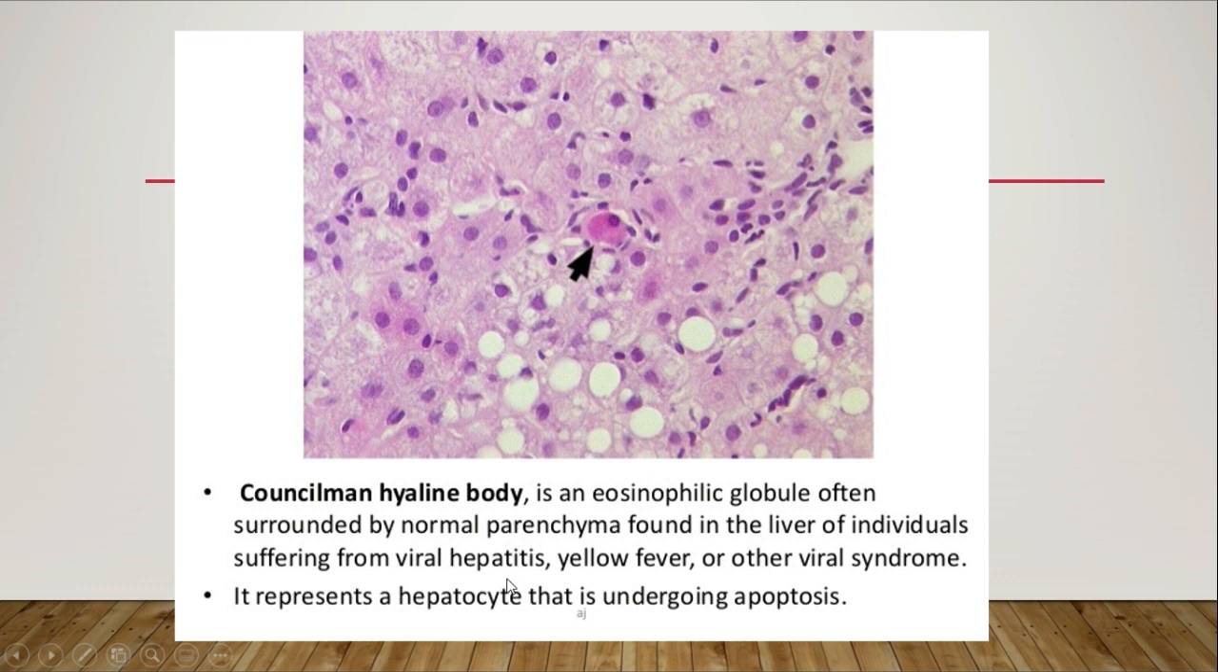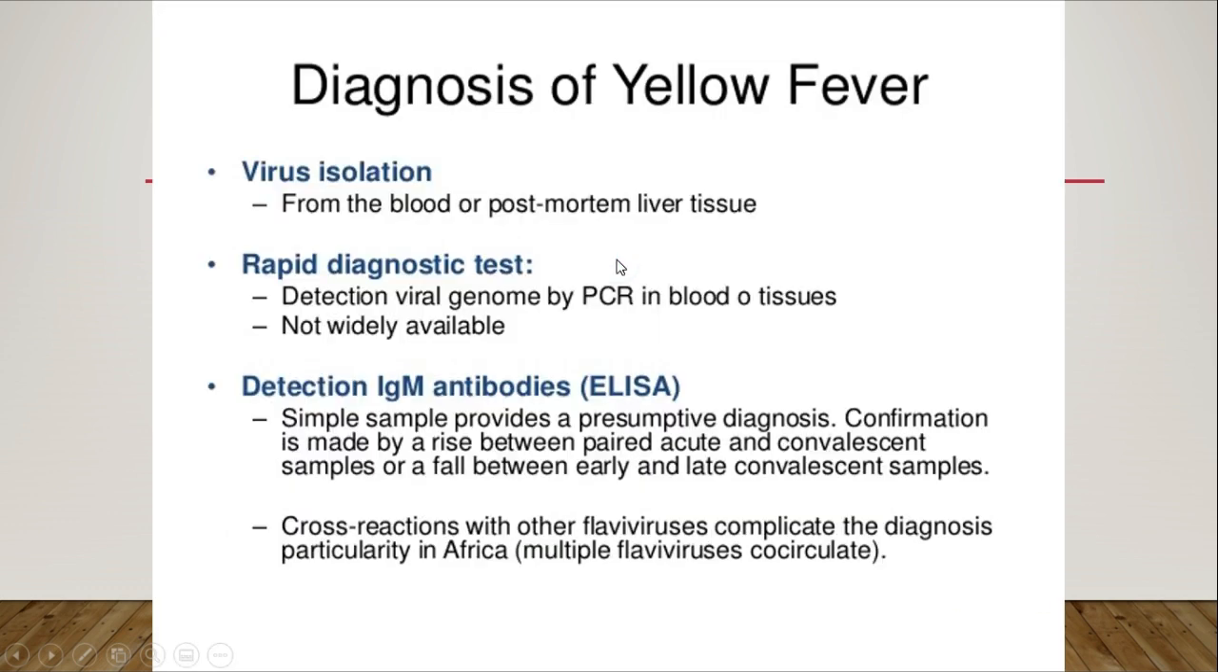the liver of individuals suffering from viral hepatitis, yellow fever, or other viral syndromes. So, apart from yellow fever, this can also be seen along with hepatitis, but it is predominantly seen in yellow fever because the viral multiplication will be at the higher side, where there will be massive destruction of liver cells. It represents a hepatocyte that is undergoing apoptosis. That is the commonest and the easiest definition to represent Councilman bodies.